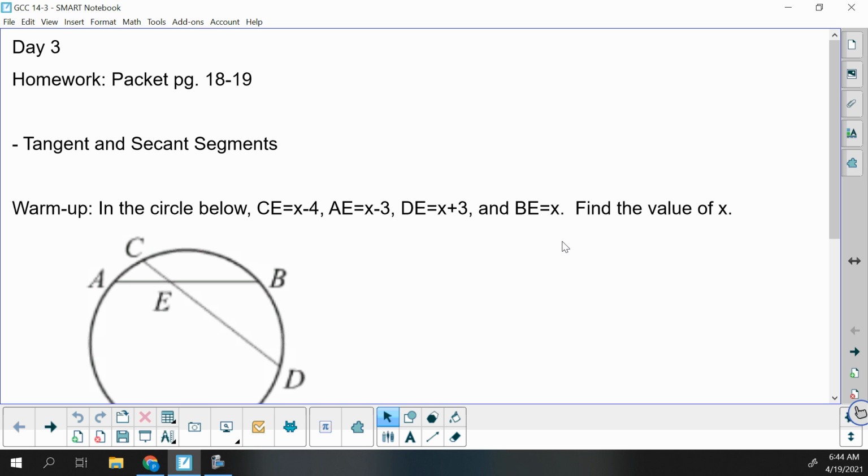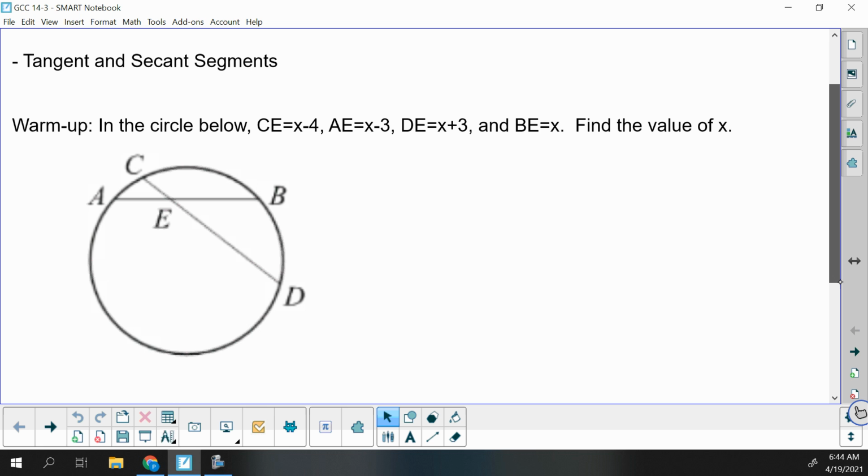Homework tonight is packet page 18 and 19. We're going to look at some other relationships with segments that show up in circles. You have a warm-up to be putting in your Wednesday box on your warm-up sheet. So go ahead and pause the video, do the warm-up. When you hit play, a box will pop up for you to submit your answers.